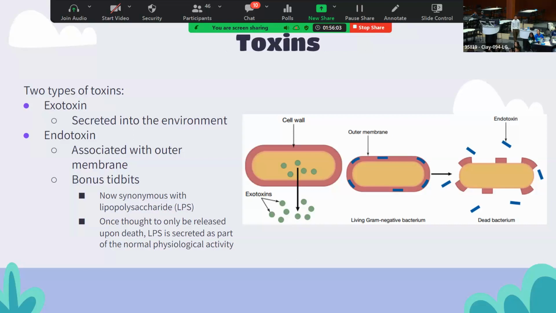All right, next we'll move on to toxins. There's exotoxins, endotoxins. Once again, not included in the lectures, but if you want to know, you can classify bacteria or see what it is based on the toxins it secretes. You got exotoxins, it secretes it out. Endotoxins are part of the lipopolysaccharide. It's actually synonymous now, but yeah.